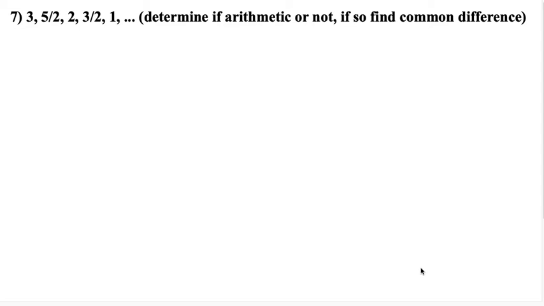Sequences, starting with problem 7, 15, 29, and 35. So problem number 7 asks us to, given a sequence, determine if it's arithmetic or not. If so, find the common difference. Bearing in mind the common difference is typically talked about as D, in this case while we're adding or subtracting.